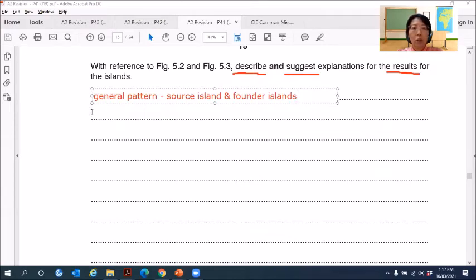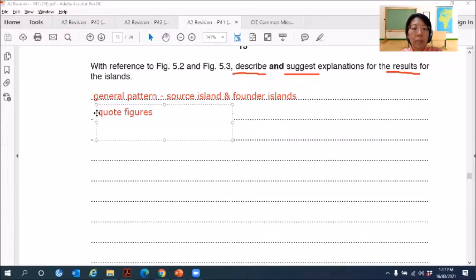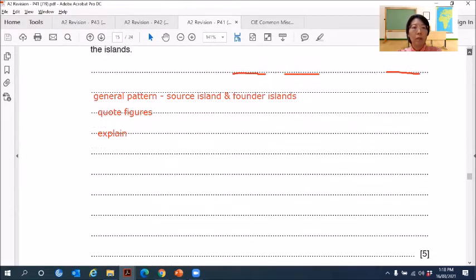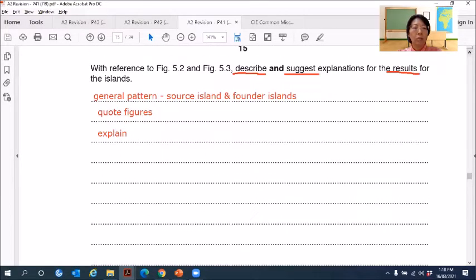So you can talk about the general pattern, and of course you want to quote figures as well, because describe means to quote the figures, right? Then suggest explanation means to explain why it is happening this way. So these are the three key things you want to write to score the marks. Then you check the total marks here: 5 marks. 5 marks means you need to write 5 correct points to score. So talk about the general pattern first.